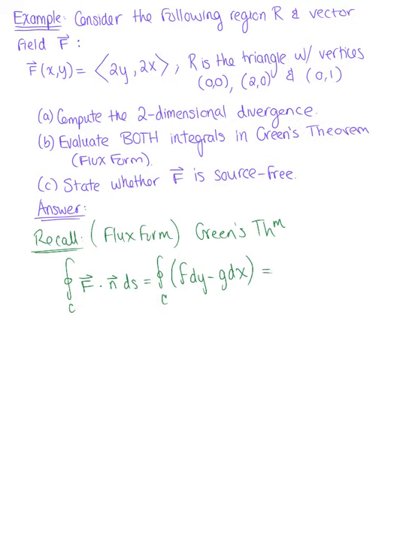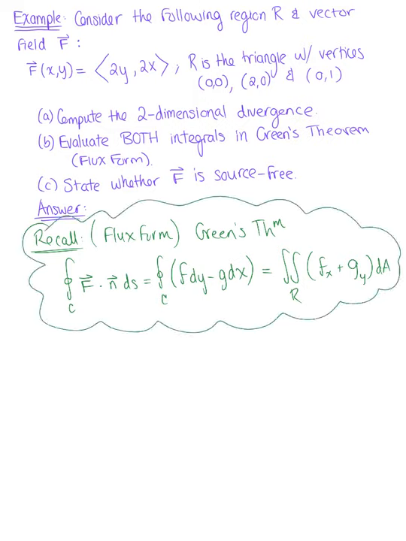And Green's theorem shows us that we can convert this line integral to the double integral over R of the two-dimensional divergence, the partial derivative of f with respect to x, plus the partial derivative of g with respect to y dA. So this is the line integral and equivalent double integral of flux forms of Green's theorem. So to get us started here, let's compute our two-dimensional divergence.